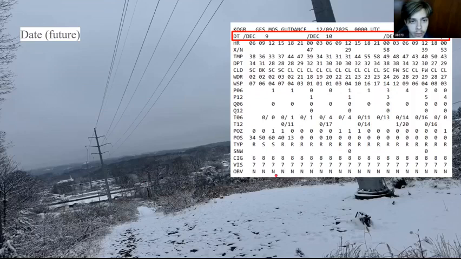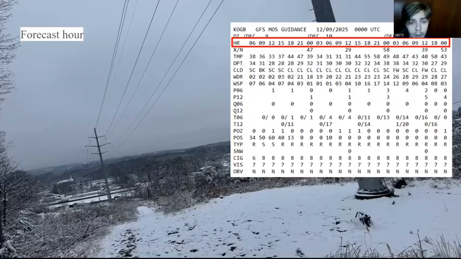DT, date. You can see that it goes up to December 11th, which is Thursday. Forecast hour is what the HR means. The first hour that it shows is 6Z. Then there's 9, 12, 15. It's 3 hour increments in this case.